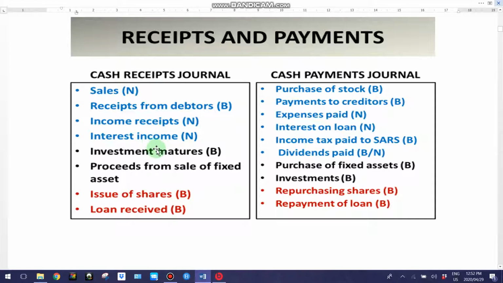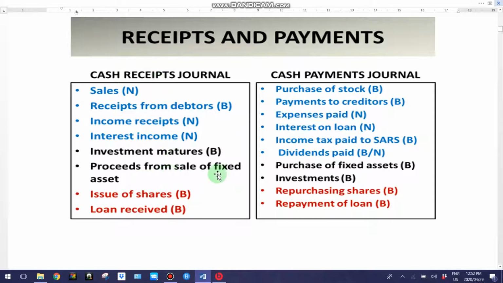The examples that are listed here in black, investment matures. If your investment matures, you will get the money back. Remember, you have to invest first before it matures. So the maturing step would take place after you have made a fixed deposit. So when we look at the term investment, we are referring to here a fixed deposit. This fixed deposit matures, you get the money back. It is a receipt, money coming into the business.